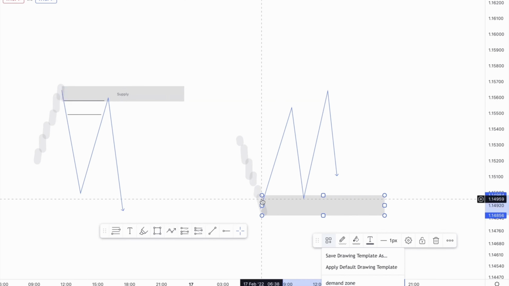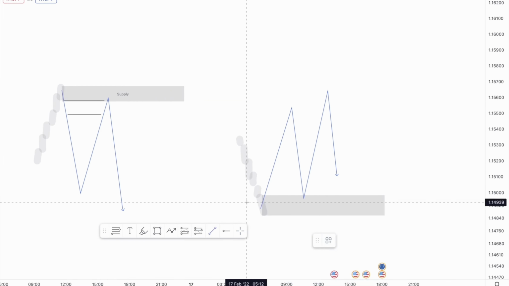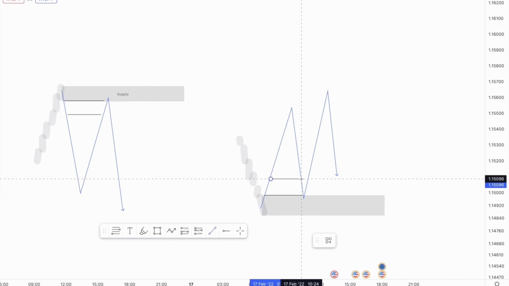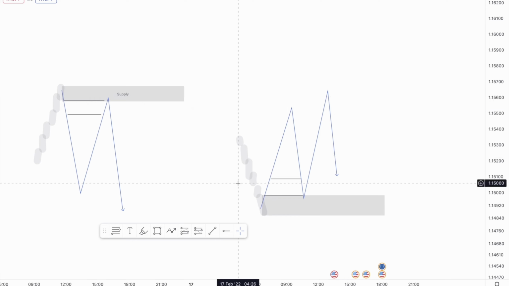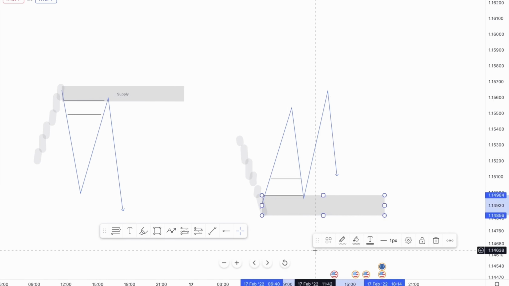Now we would only mark that zone if there was inefficiency above the zone, because this showed us that a lot of buy orders came into the market at the time, meaning that we could expect price to come back, clearing this inefficiency, adding more orders before pushing price even higher, okay? Now this would be our demand zone. I'll mark my demand zone as blue.